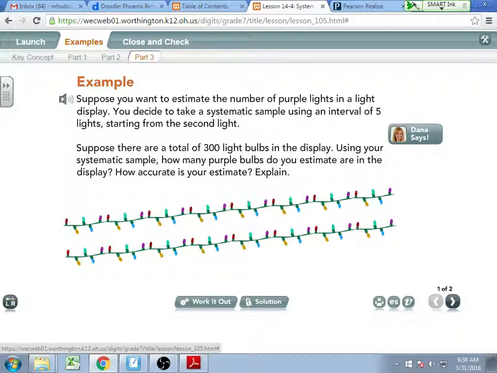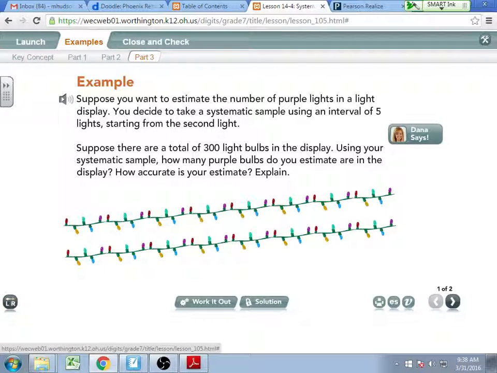So we're looking at Christmas lights. You were talking to your dad, and your dad says, these Christmas lights look like they're all kind of the same color. You're like, well, of course they're not. They're multicolored lights. So you want to estimate the number of purple lights in a light display. You decide to take a systematic sample of interval 5, starting from the second light.